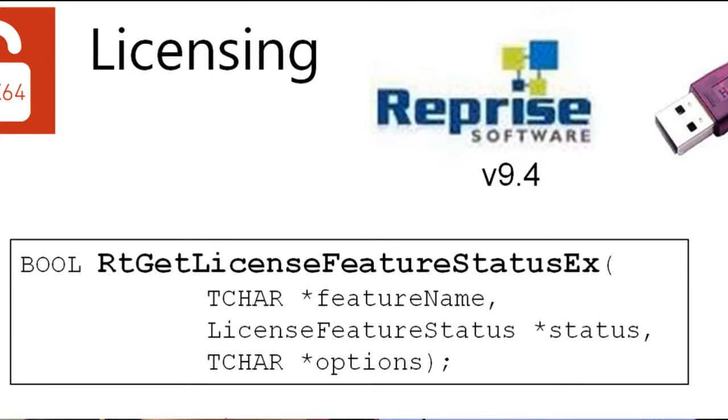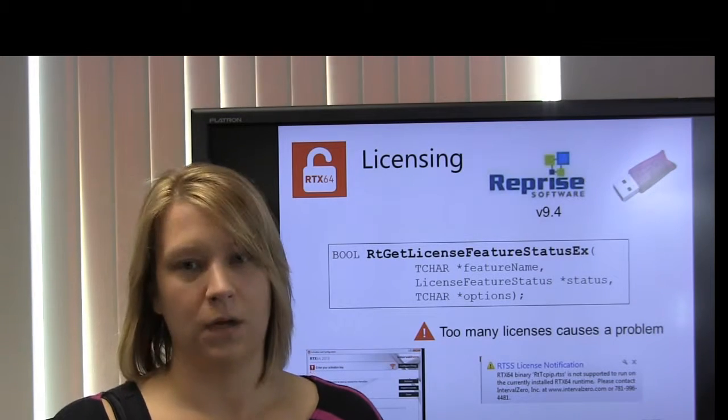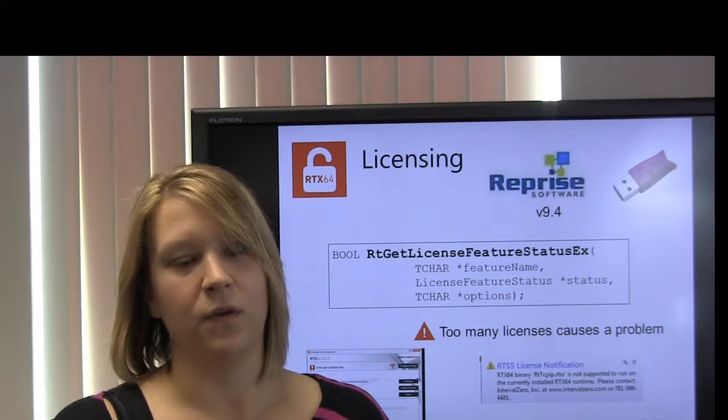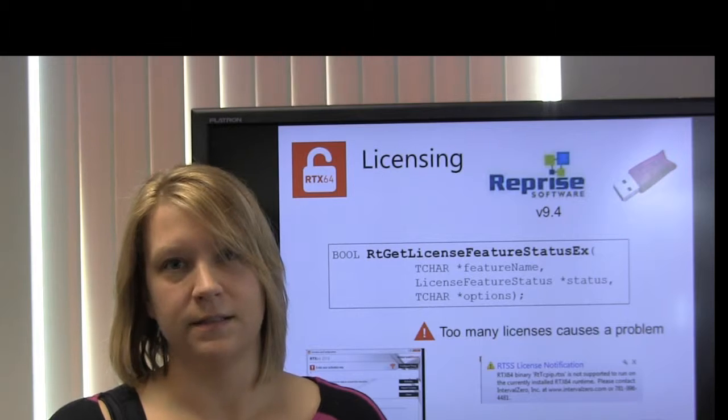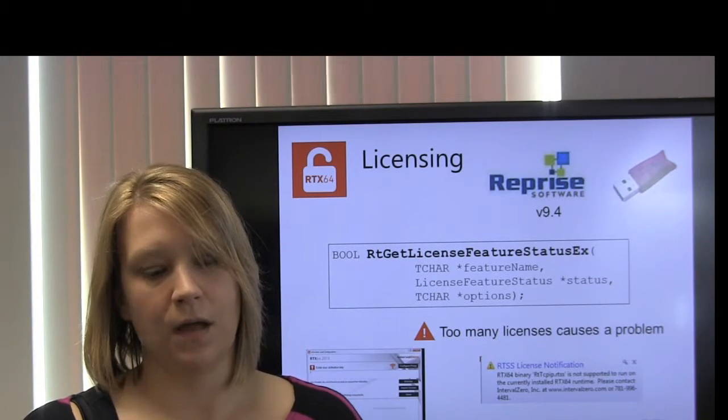We also added an improved API call, RtGetLicenseFeatureStatusEx. This allows third parties that are using our licensing system to check for their product codes. It also allows them to get additional information about the product code for options, if they're using that piece within our licensing system. We also have a known issue.